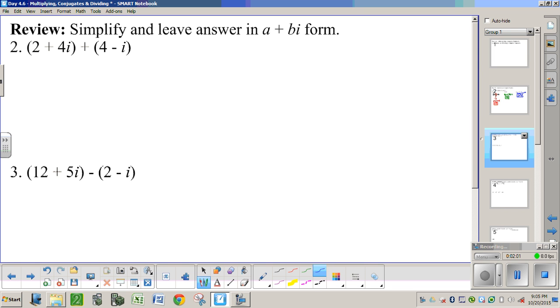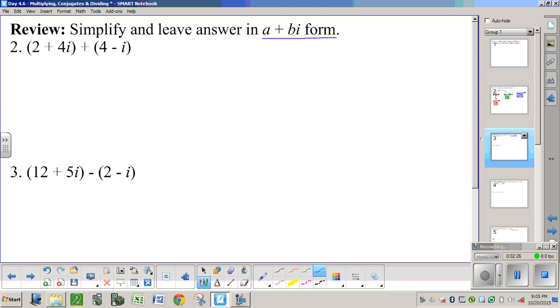All right, so we're going to do a little review from 4.4 when we were talking about i's and adding terms together. Remember, you treat i like a variable, so you follow your same rules for that. We're going to simplify and leave our answer in a plus bi form. This is going to be important for you to remember, that you leave it in that correct form, because on the Regents exam, they're going to take off for it if it's not in the correct form.